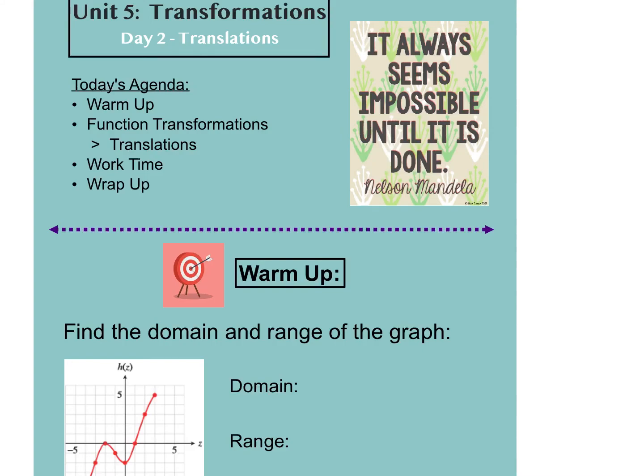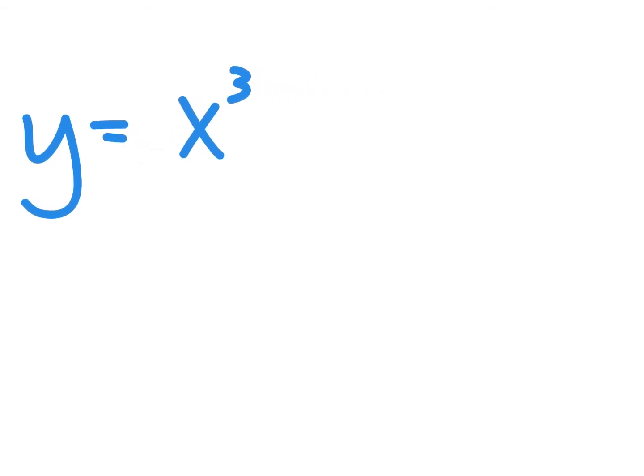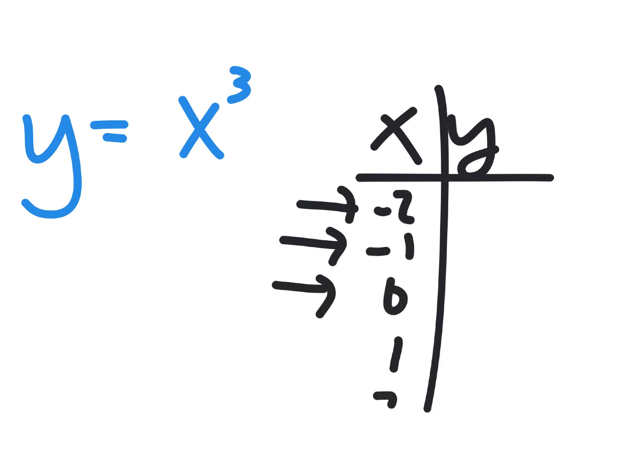So, what did we do yesterday? I introduced you to the concept of getting a new parent function like this and going, geez, I haven't memorized it yet. How can I do it? You make an XY chart. And what would be good numbers to put in here? Like -2, -1, 0, 1, and 2.